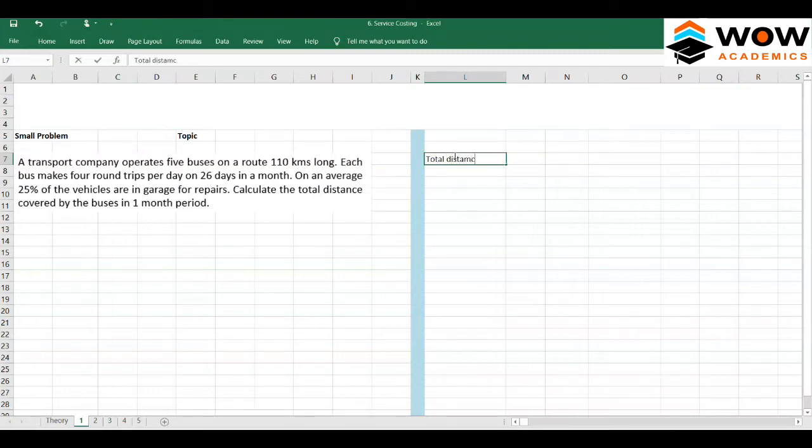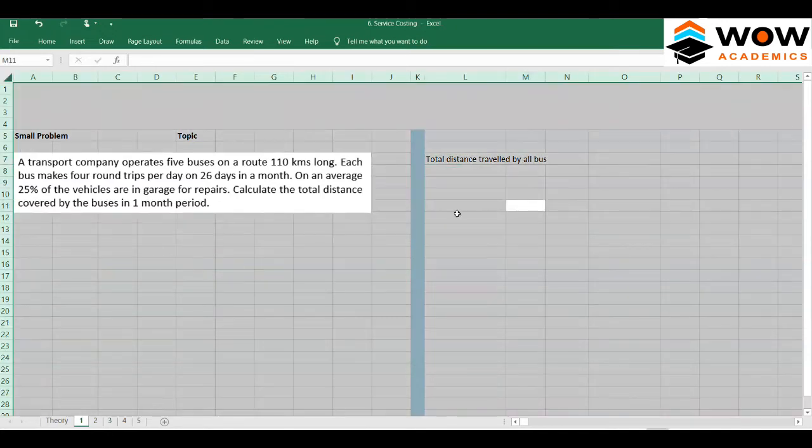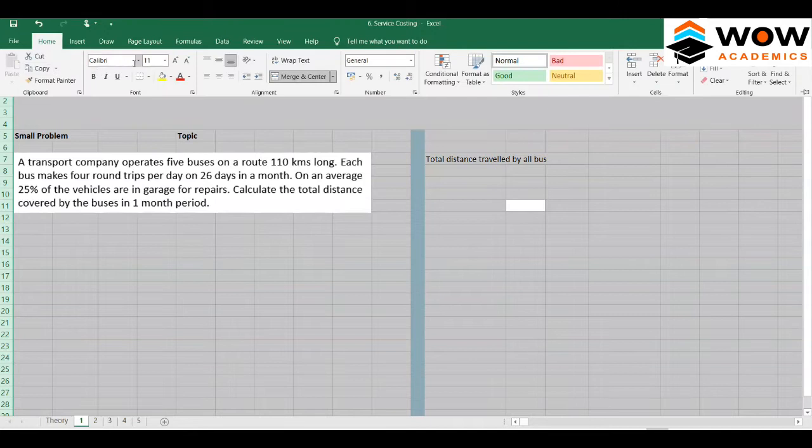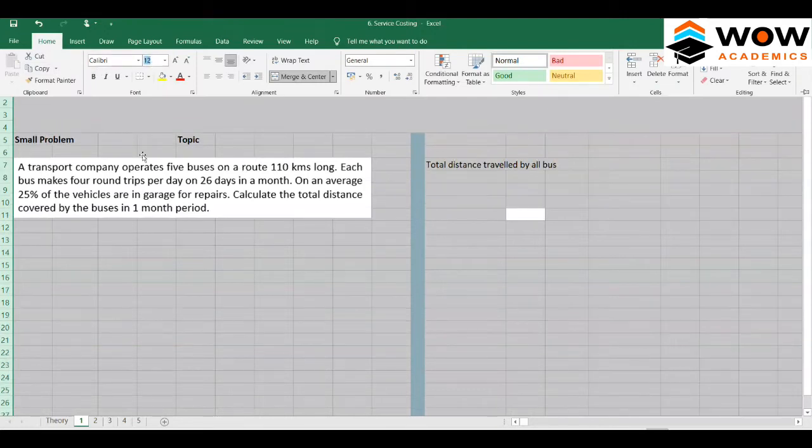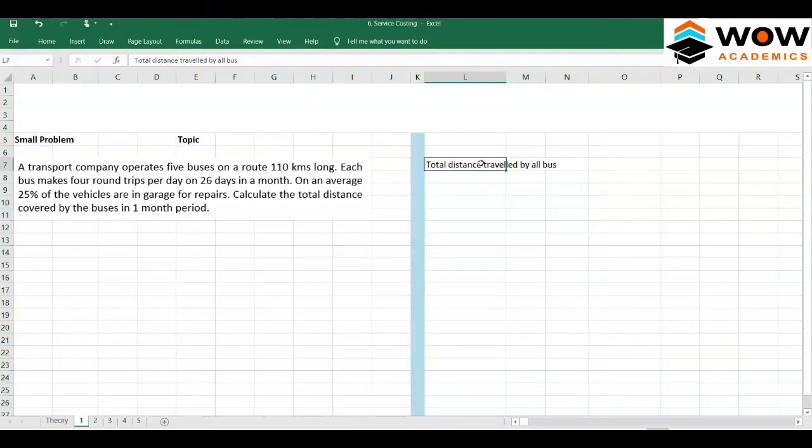distance traveled by, we'll do for one bus, or else we'll do for all the bus. That won't be a problem. We'll do for all the bus. So how do we do it?